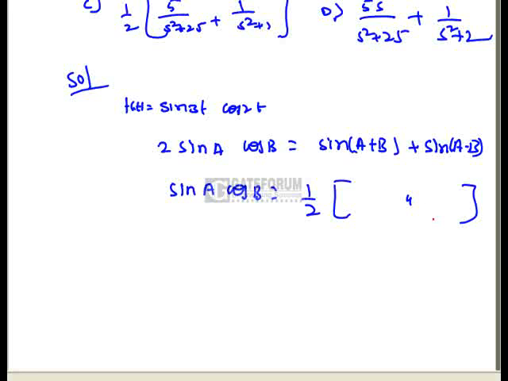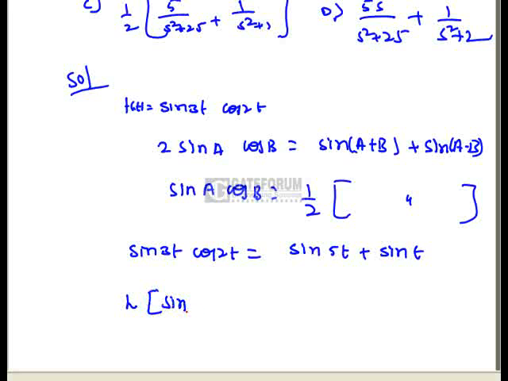Now I am converting this. So sine 3t cos 2t equals sine of A plus B, where A equals 3t and B equals 2t. That's why 3t plus 2t, how much will we get? 5t, plus sine of A minus B, that means sine t. Now we have to find the Laplace transform of sine 5t plus sine t.